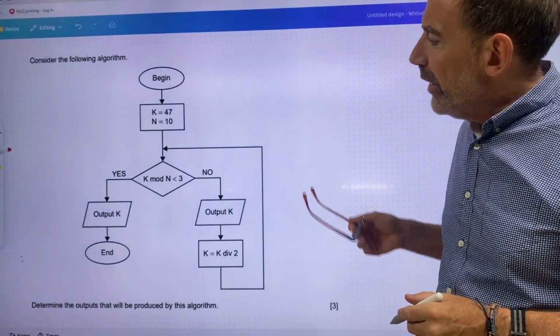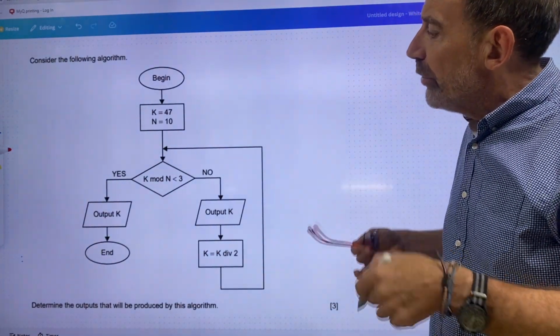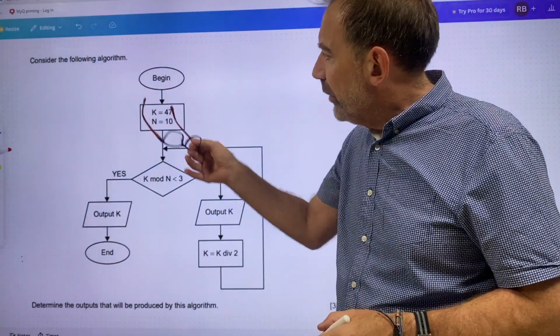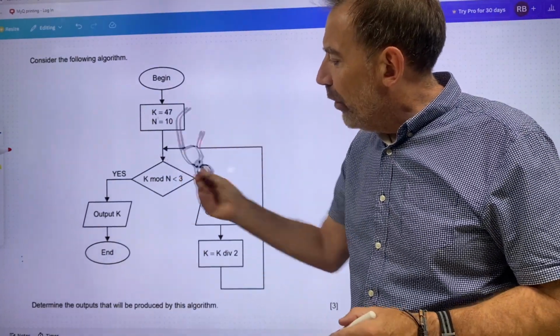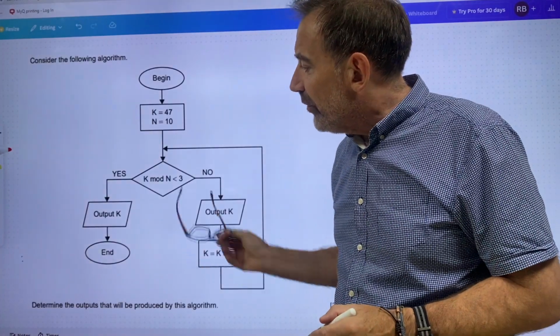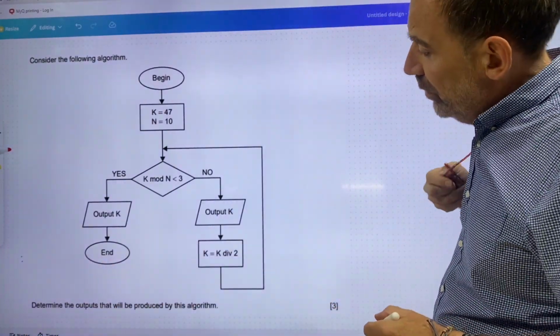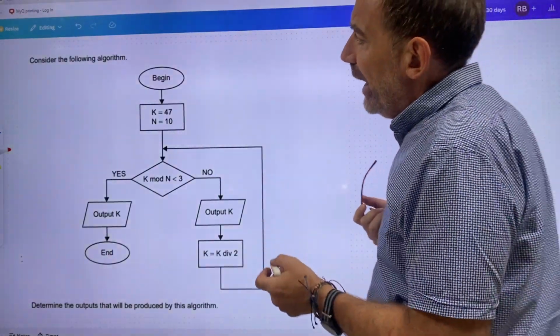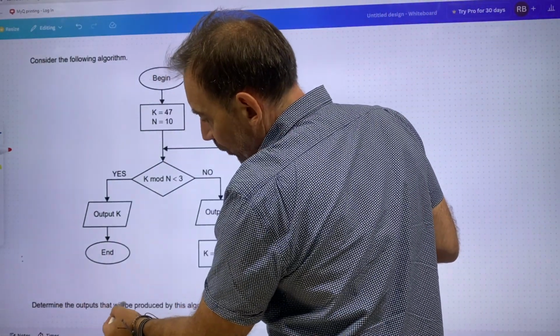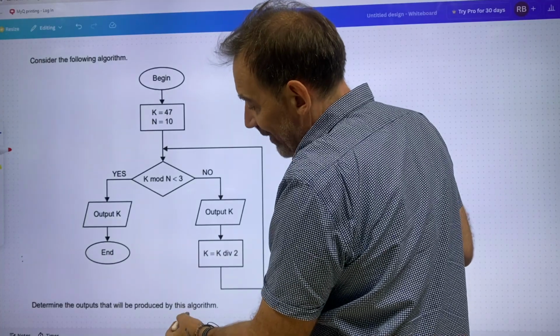Okay, so we've got another trace table, or tracing through a flowchart here. We've got a couple of inputs, and we need to work out what's going to happen in terms of the outputs and what's going to happen when we get to the end. Okay, so what does it say? Consider the following algorithm. Determine the outputs that will be produced by this algorithm.